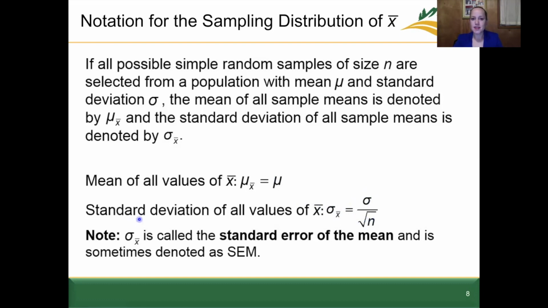Now you may see this wording here as well. Sigma subscript x bar is called the standard error of the mean. The standard error of the mean is also sometimes denoted as SEM. Let's continue talking through the strategy. We'll also definitely do examples of all this.